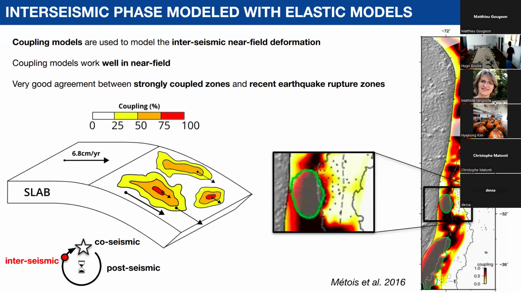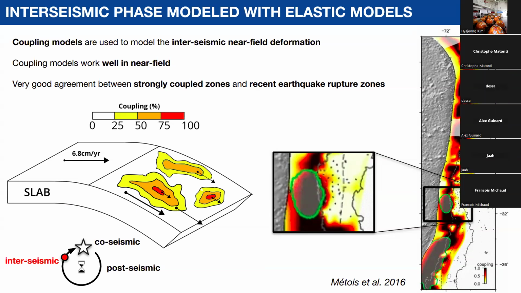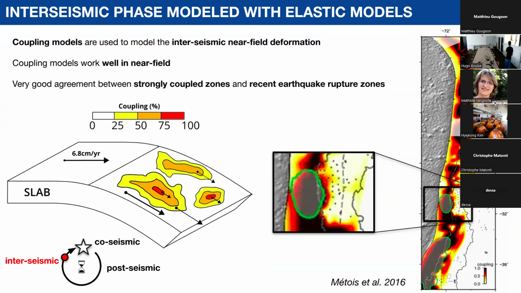So when you have red colors, it means the fault is entirely locked, and so you accumulate elastic deformation. And when you have a white value here, it means your fault plane is creeping. You do not accumulate any deformation. And coupling works very well in the sense that we have strong agreement with recent earthquakes. So here it's the Illapel 2015 earthquake in Chile, and the rupture zone we are inverting on the fault plane.